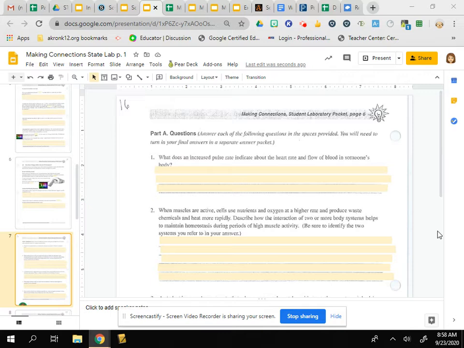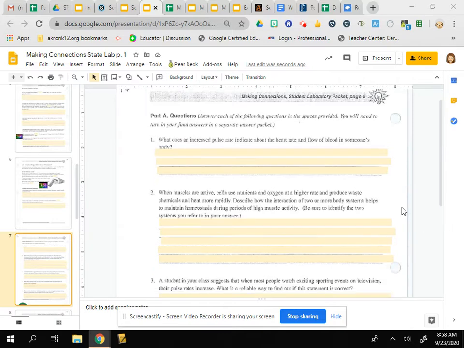So the way you can phrase the answer to your question is you can say an increased pulse rate indicates that the heart rate is, and then you're going to explain what's happening. Is it increasing or decreasing? And then you're also going to say, also, it indicates the flow of blood in someone's body is, and then you're going to tell me, is it increasing or decreasing? Okay. So complete sentences for sure.